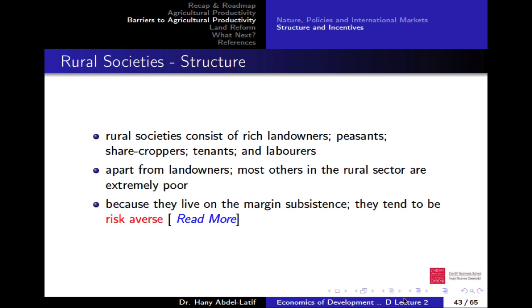If I provide the inputs like the fertilizers, the seeds, etc., I get half and they get half, 50-50. Again, this is different from one village to another. It doesn't have to be the same in the next village. But anyway, this is the sharecroppers. They basically work on the land and then we split the output.